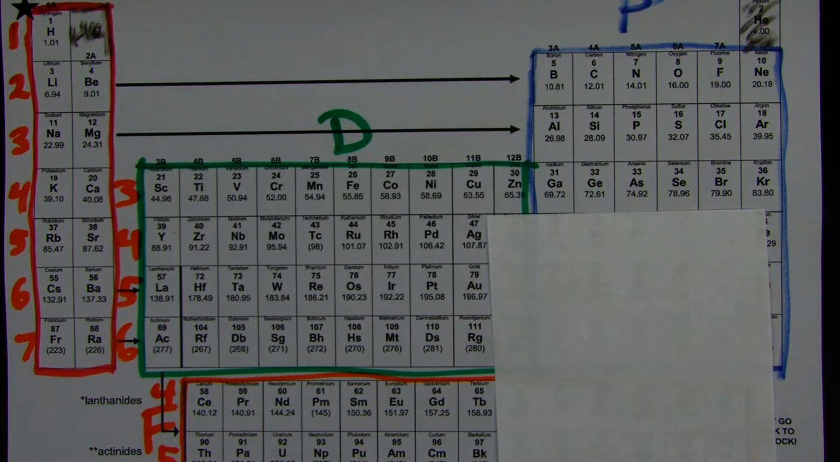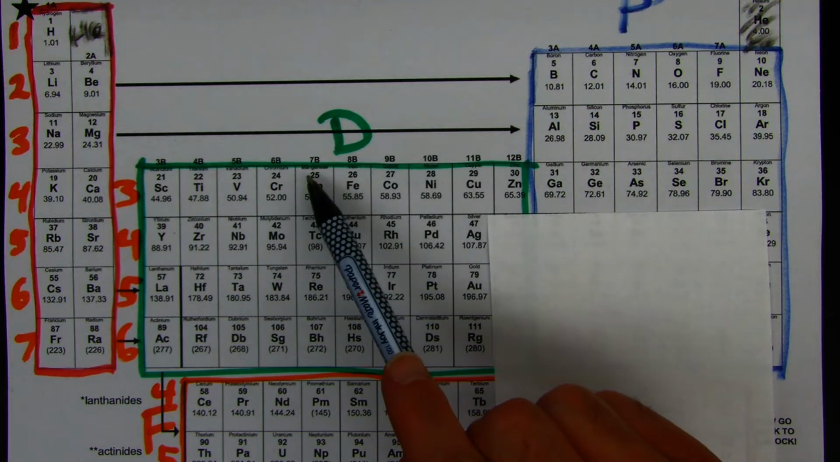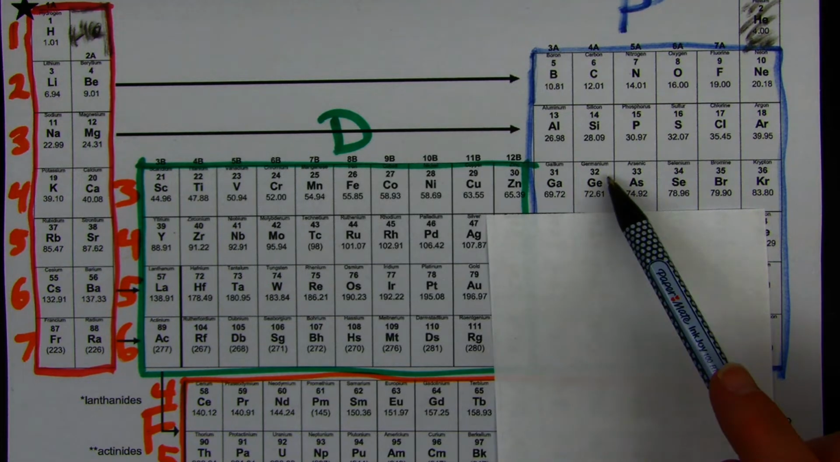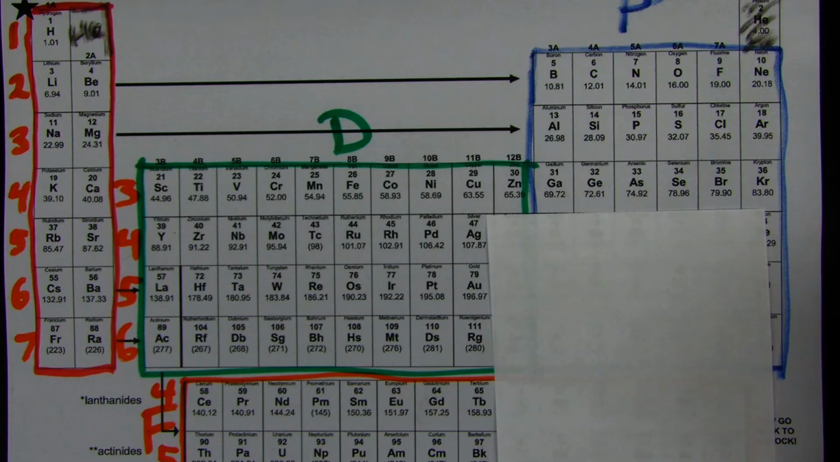So the way you use the periodic table to write your electron configurations is this. You first need to know what element you have and how many electrons that element has. We're assuming neutral, so if you're given a neutral atom, then the electrons are going to be equal to the protons, and the protons are given to you by the atomic number. So remember, the atomic number is this top number up here. So the atomic number of nickel is 28. The atomic number of arsenic is 33, and so on.